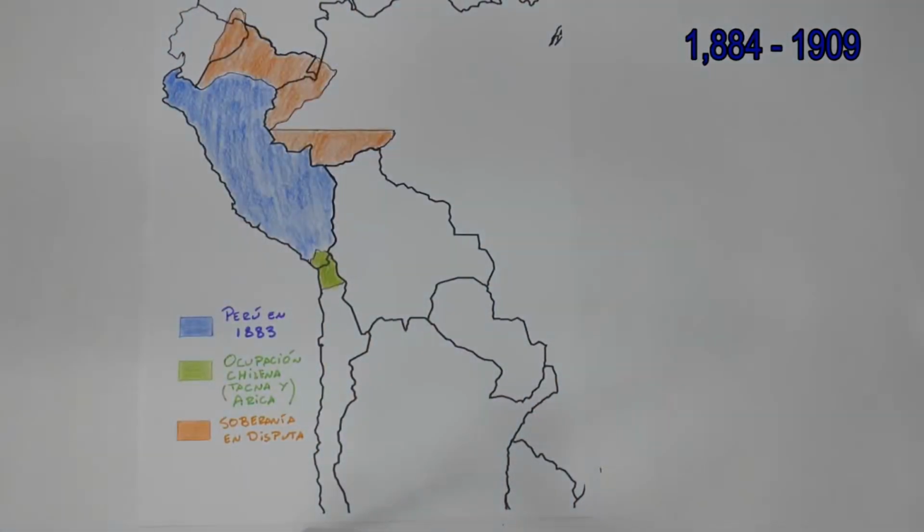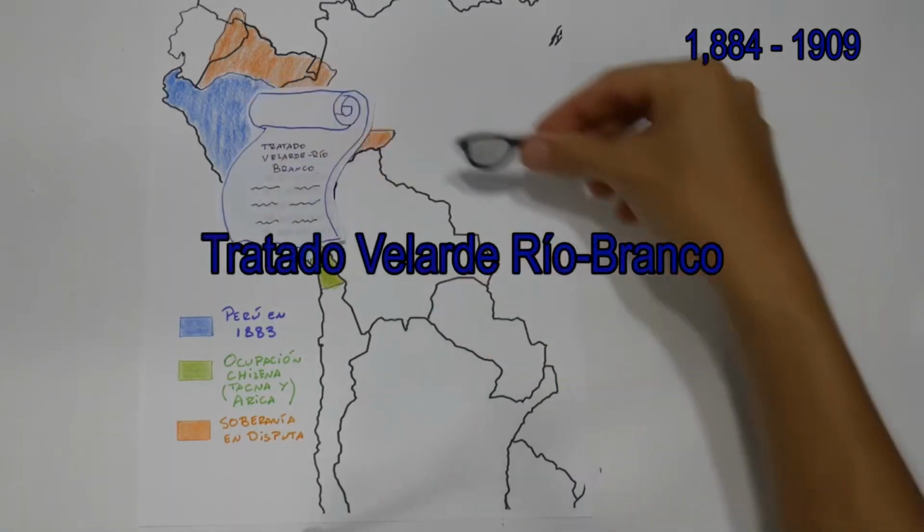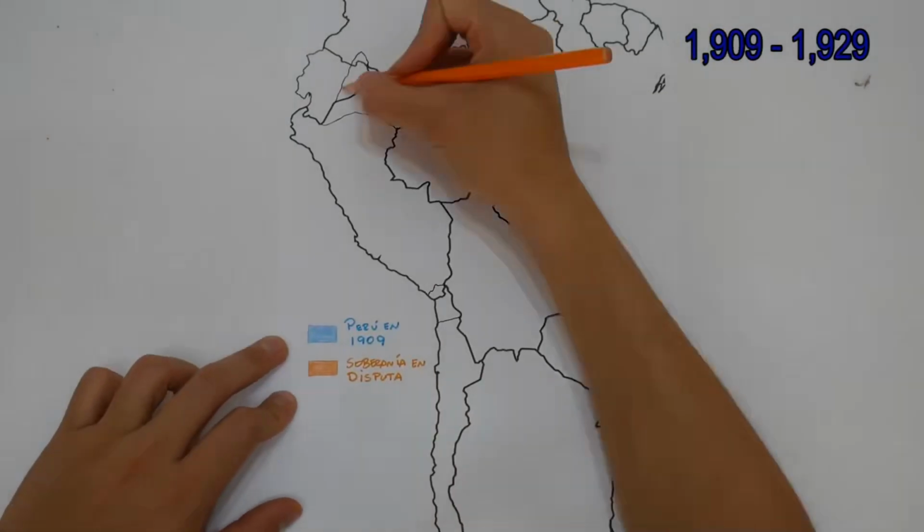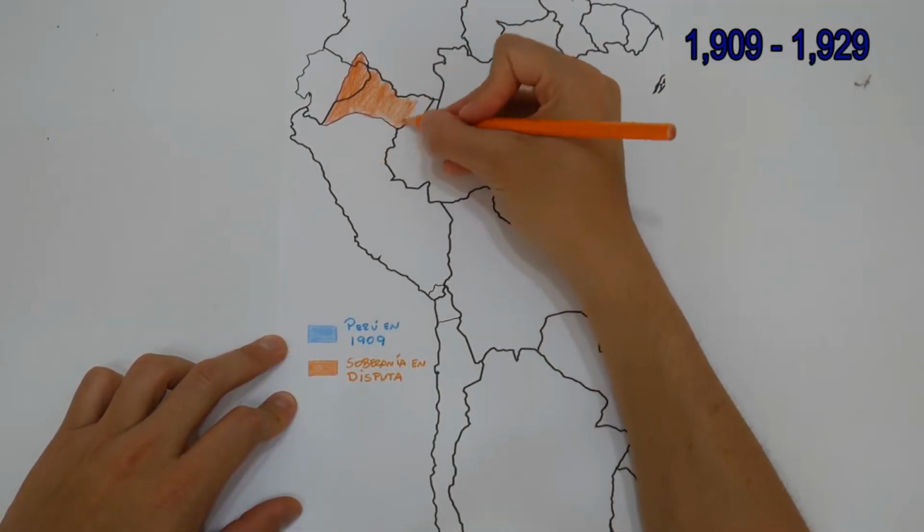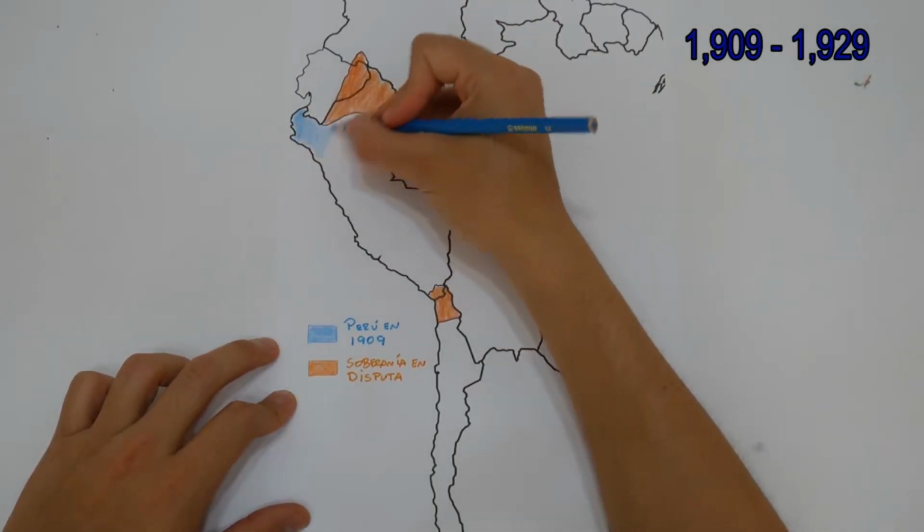In 1909, Peru renounced sovereignty over the Amazon region of Acre to Brazil, without any conflict, through the Velarde-Rio Branco Treaty, leaving the map like this. It has shrunk quite a bit, hasn't it? Wait, something encouraging is coming.